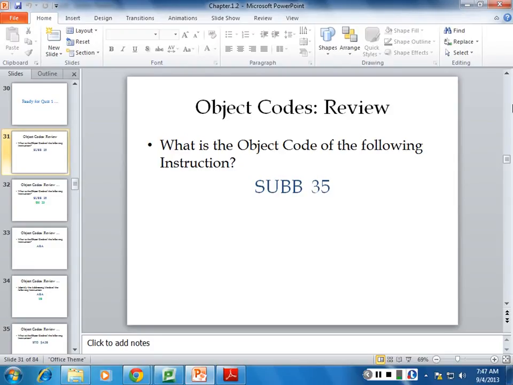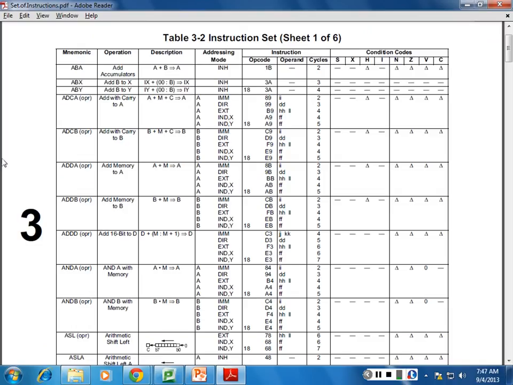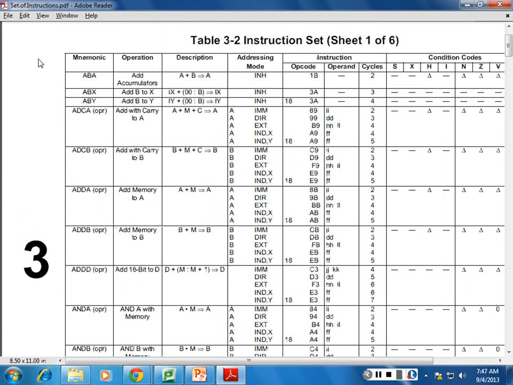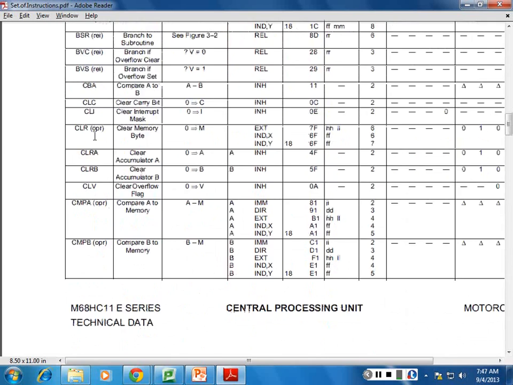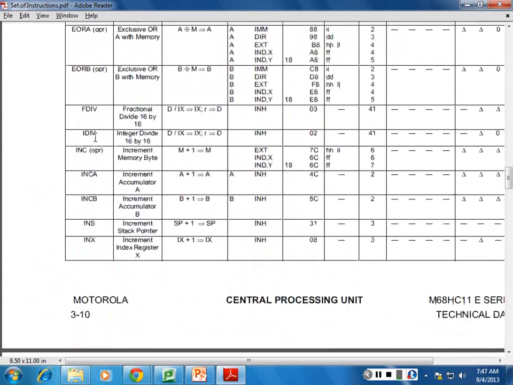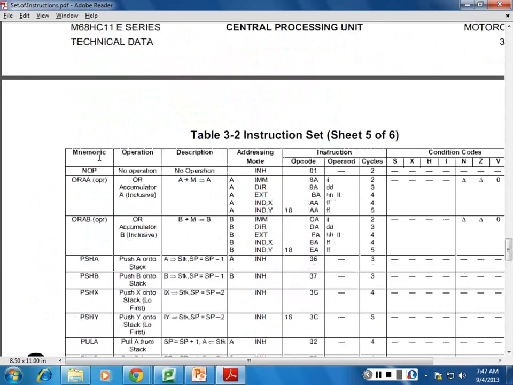Direct. Everyone has the same agreement. It's direct. So there is no hash, so this is not immediate, and the operand is 1 byte, right? So that's direct. So the instruction is SUBB, and you know that all the instructions here are alphabetically ordered. So based on that, let's find the SUBB here. Let's see what we have for SUBB.